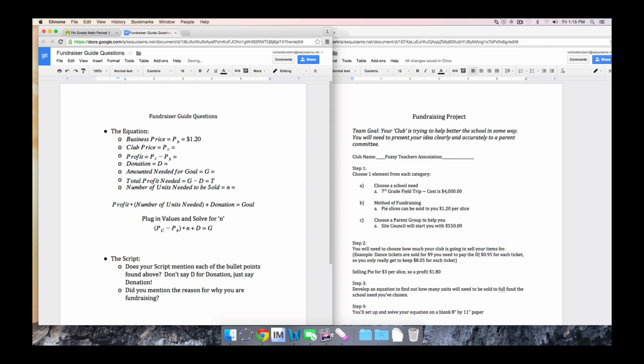The club price, I am selling this for $3. And I'm all about putting change on there. Profit, 3 minus $1.20. We already did that actually. So profit is $1.80. Donation. Donation is how much the parent club is giving me. So donation right here is the same as this one right here. So I'm going to fill that in as $550 and 0 cents.